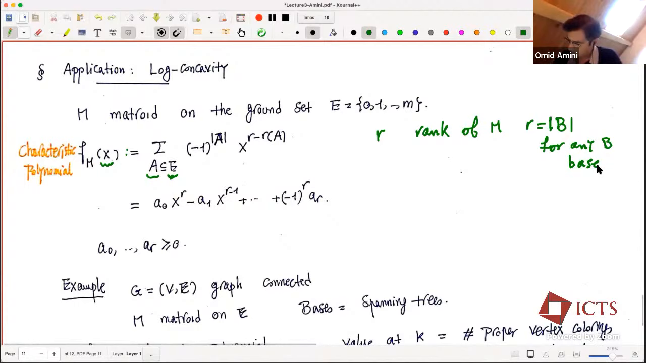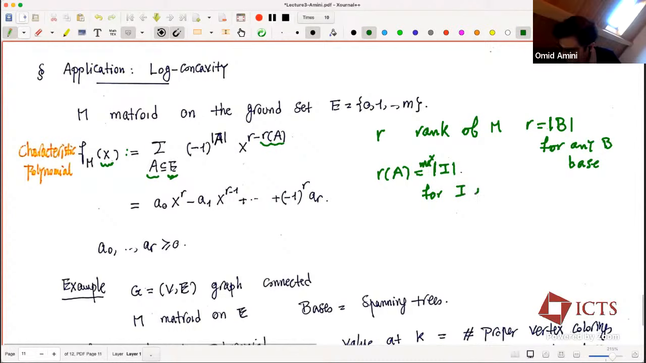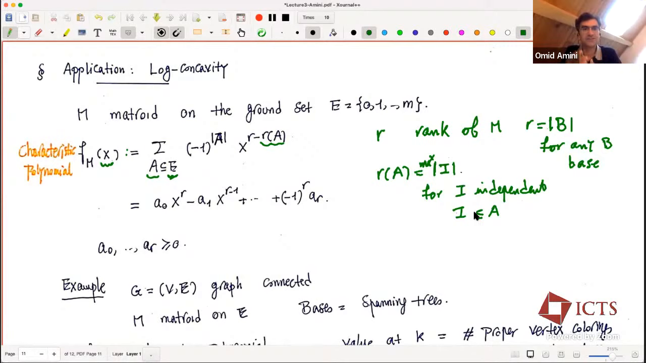And what is RA? For any subset A, you can define its rank as the maximum size of I, where I is an independent set included in A. So if you have a vector representation of the matroid, it means that it's the dimension of the vector space generated by the vectors in A. For this, you just need to find the maximum independent set among the vectors. And this gives you the definition of the characteristic polynomial.